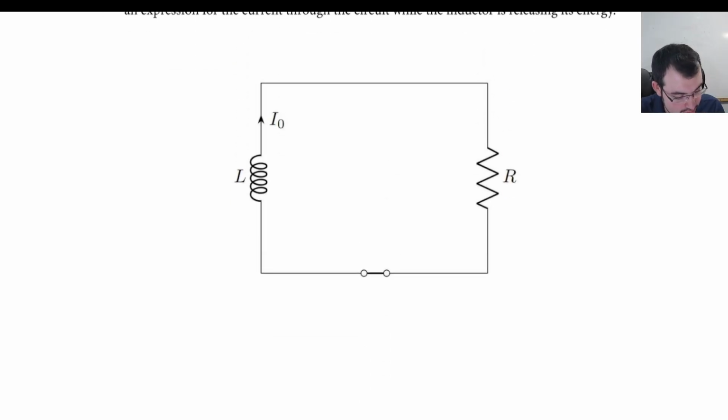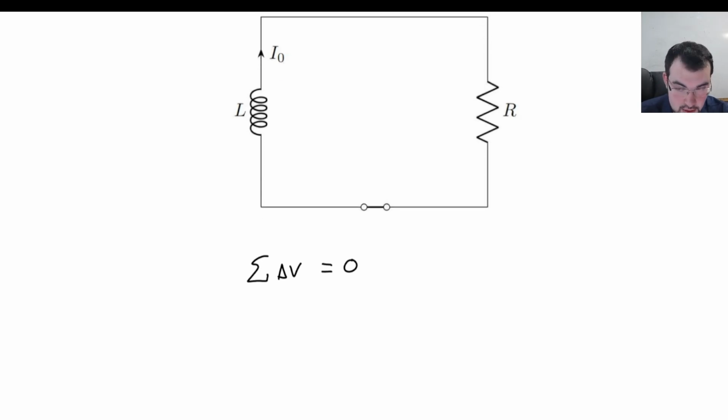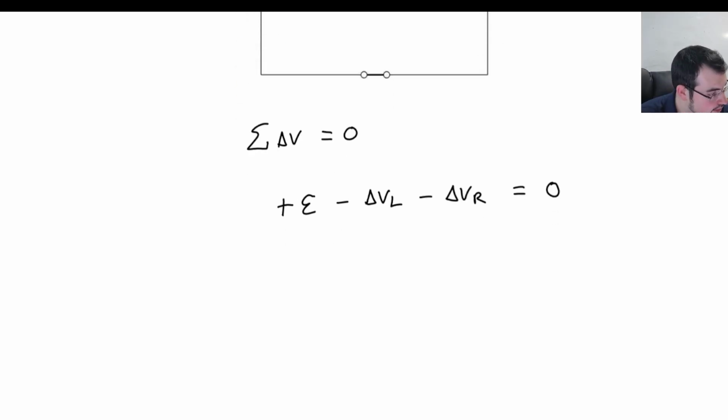So let's start with the loop rule. Loop rule says the sum of all the delta V's has to be 0. Well, we can gain some potential across the battery, and then we drop it across both the inductor and we drop it across the resistor. There's no battery in this circuit. No problem. Battery's gone. Voltage across an inductor, negative di dt times L. Oh, sorry, just L di dt. The negative's already built in. Voltage across a resistor, IR.